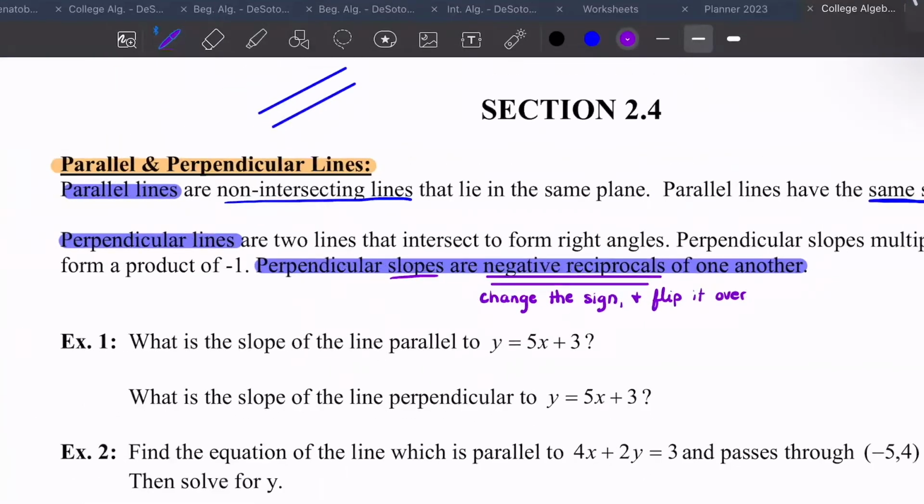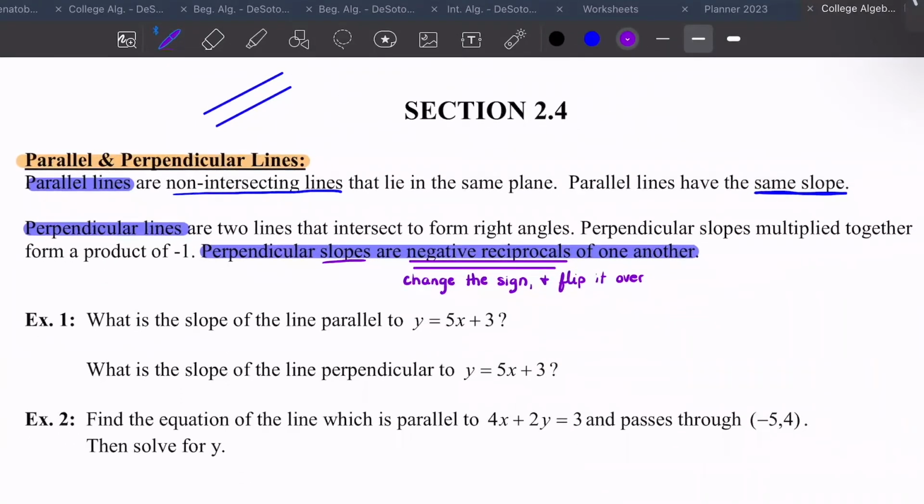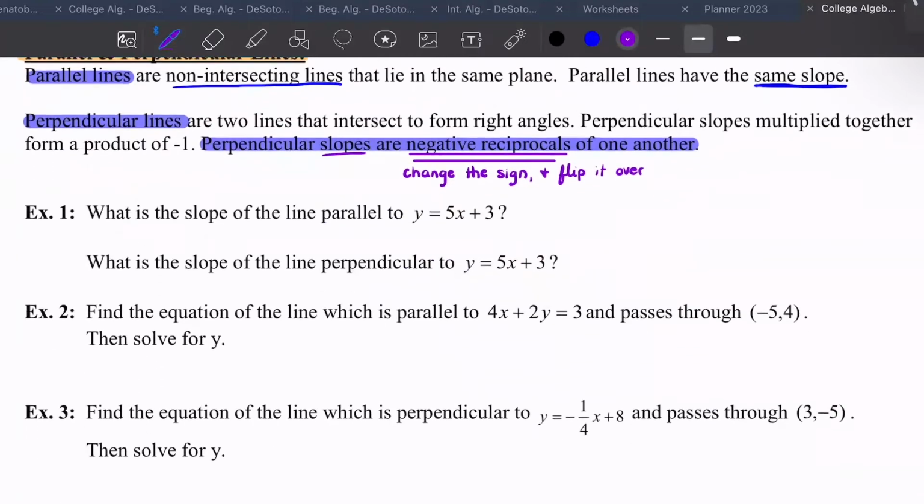So if I give you a line and I say, I want you to find the line that is perpendicular to this line, then you will use the opposite, the negative reciprocal of that slope that I give you. So you'll change the sign and you'll flip it over to get that slope.